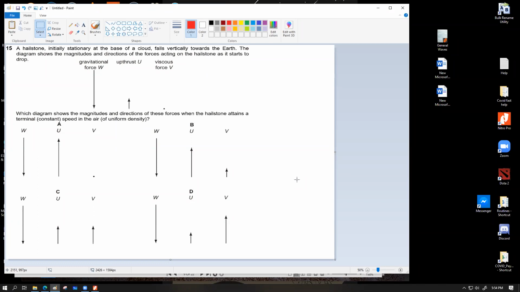Now, what is important for you to understand? Whenever the hailstone is falling downwards, pretty much like the earlier case, upthrust has to work upwards, which is by default. And because the hailstone is falling downwards, the viscous drag has to work upwards as well. And the weight should always work downwards. Weight is not dependent on any of the variables that is available in this question.